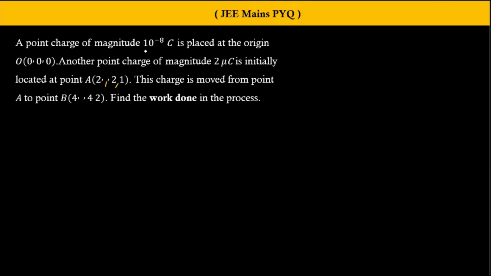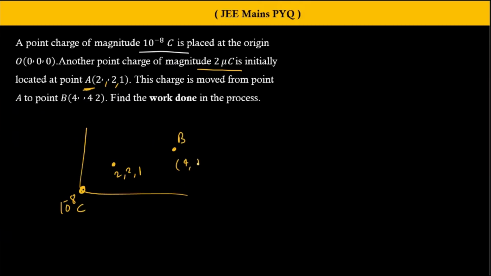चलो आगे बढ़ते हैं. पॉइंट चार्ज ऑफ मैग्नीट्यूड दिस इज प्लेस्ड एट द ओरिजिन. सो हमारे पास एक ओरिजिन जैसा सिचुएशन है, इट इज दिस वन, एंड यहाँ पे एक पॉइंट चार्ज केप्ट है 10 टू द पावर -8 कूलम. Then there is another point charge of this value initially located at A. तो A point आप कहीं यहाँ पे मार्क कर लो. This is 2, 2, 1. The charge is moved from point A to point B. अब suppose कर लो point B तुम्हारा ये है, and this is 4, 4, 2. Okay, find the work done in the process.